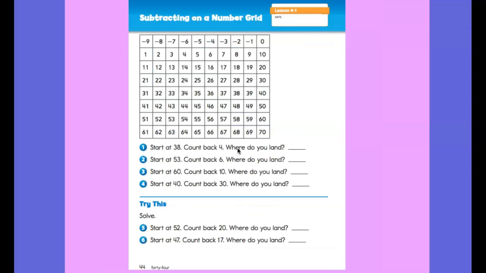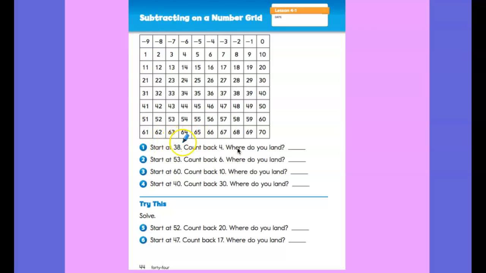On the second page, just more number grid practice. And you guys are doing a good job on this. The one thing I want to remind you is when we're counting on a number grid, you don't count the number that you start on. So let's look at number 1.